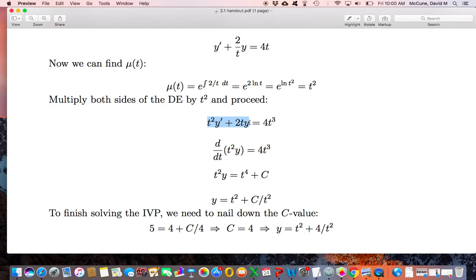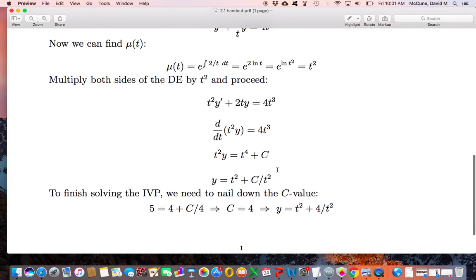You can confirm this. This is why we chose mu the way we did, so that this left-hand side is the derivative of a product. And again, you can check. Derivative of t squared y, what is that? t squared y prime plus 2ty. That's what the product rule says. So this differential equation becomes this.